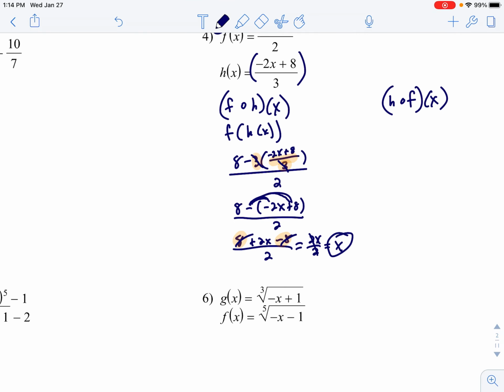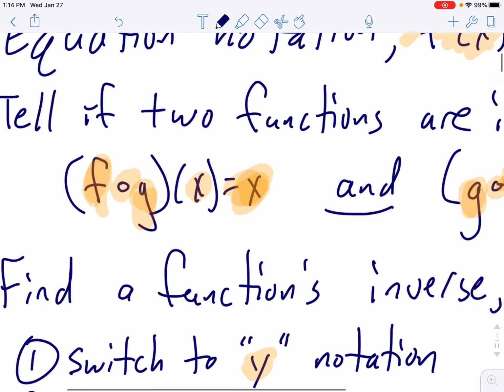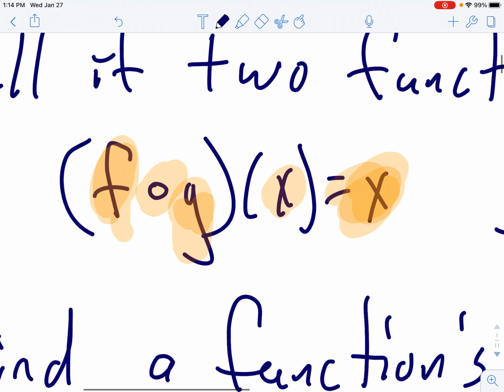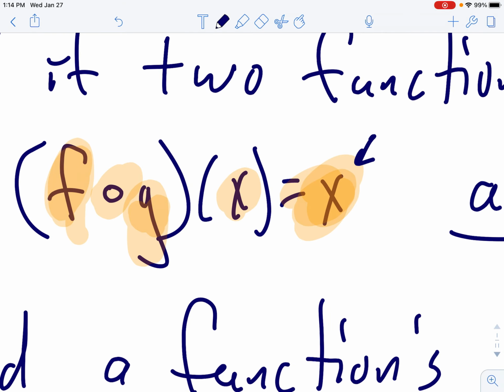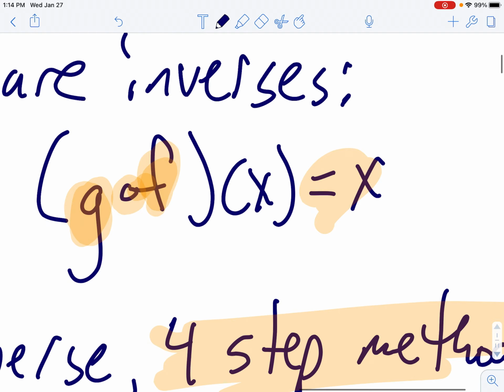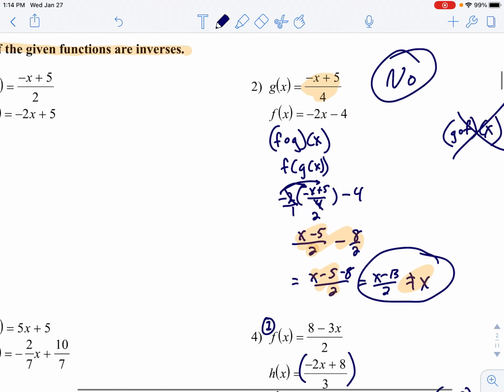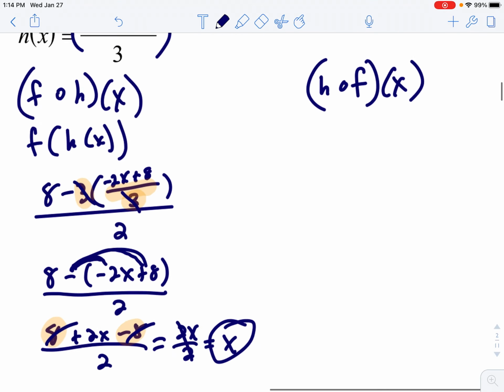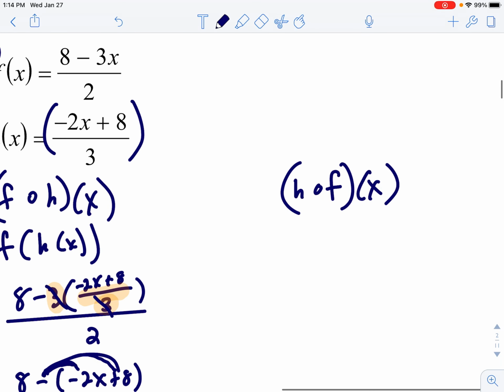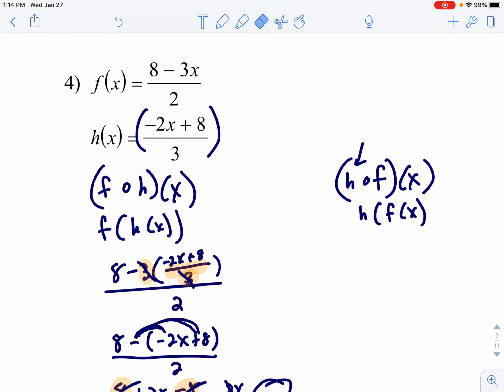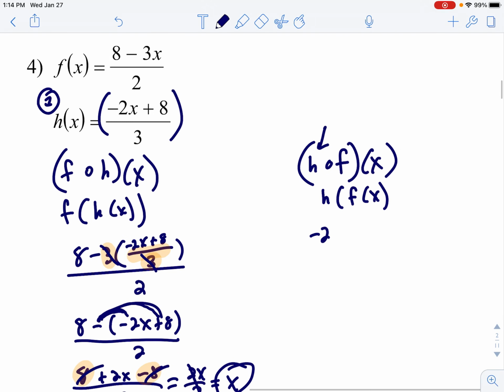So does that mean that this is a yes, right? Because up here, you do compose one function to the other function, and you get x, right? But you also have to do it the other way. So now I need to swap these around and see if I still get x. So h is now the first function, h of f of x. So I need to write this one down first now. So that's negative 2x plus 8 over 3.